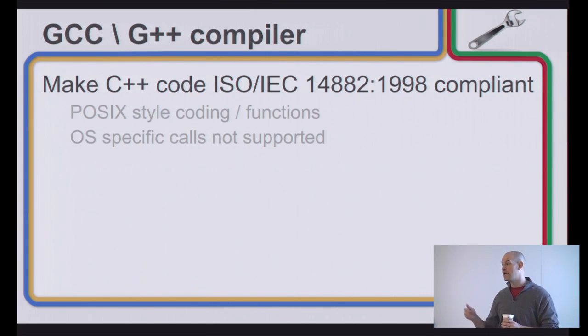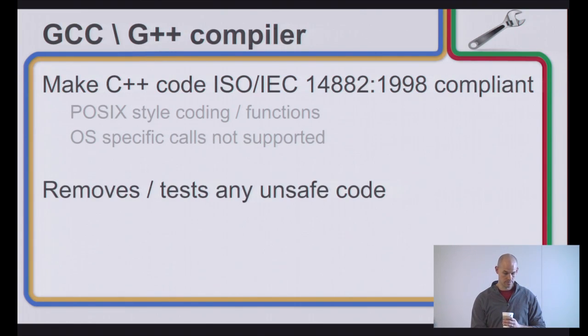So you can't access the registry from GCC, right? That doesn't make sense. You can't open up a direct video stream using direct media. That doesn't make sense either, right? So you need to make sure that your code is platform independent and uses these POSIX style calls.